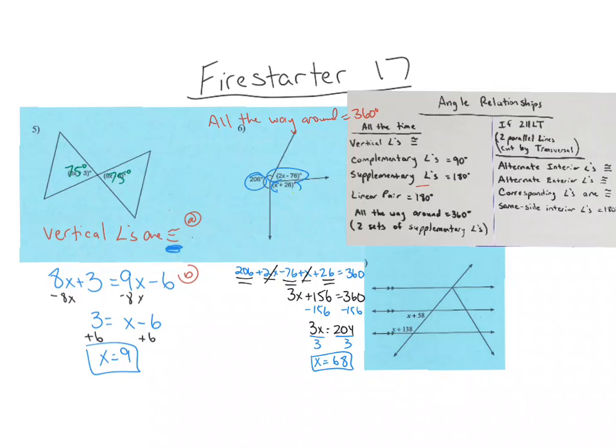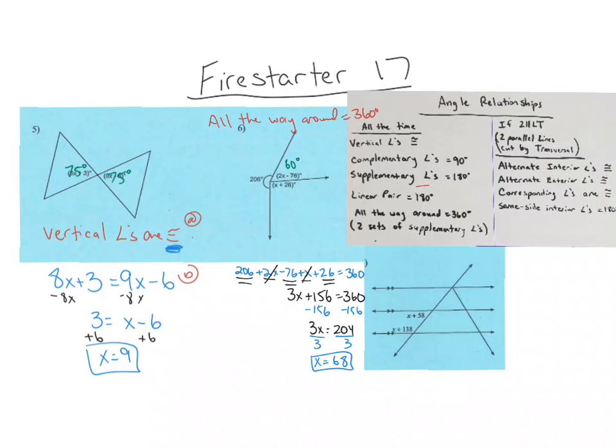Now remember, I did my algebra, so I'm going to plug my answer, which is 68, back in for x. I'm going to make sure everything works. So 2 times 68 minus 76. I end up with 60 degrees.